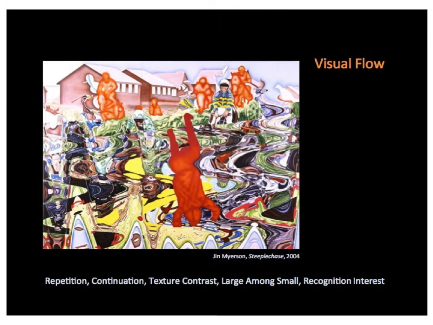This one uses repetition, continuation, texture, contrast, large versus small. You can kind of see here, we've got these big orange pieces that help draw us back up around through the piece. So we're thinking about our eye constantly moving.